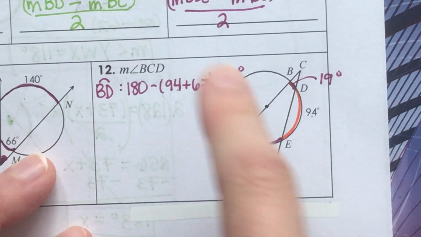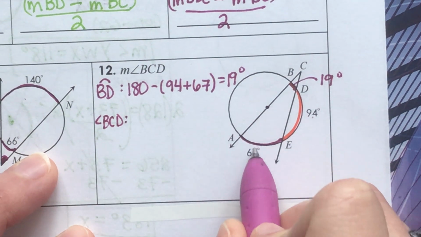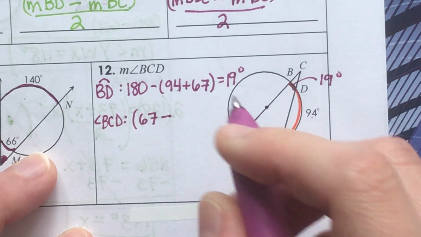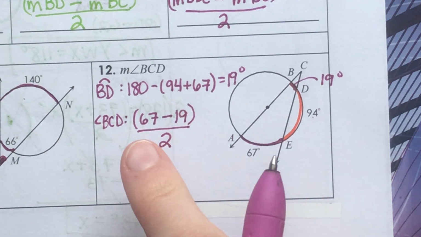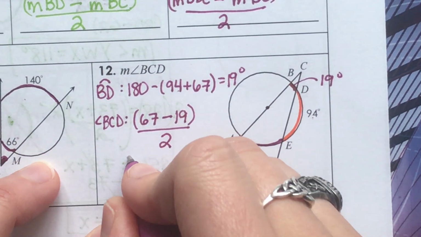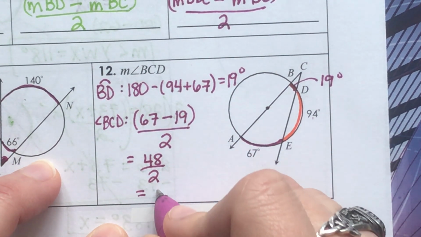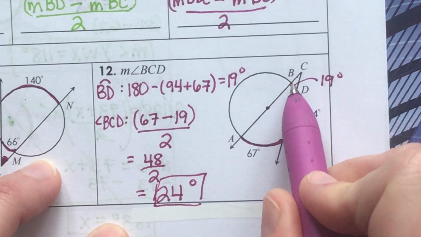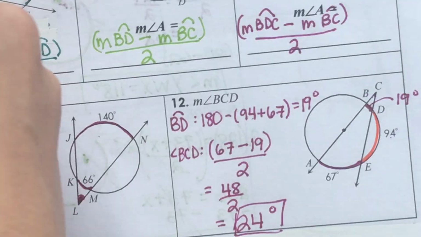Now, to find the angle BCD, I'm going to do big arc minus the small arc, which I just found is 19, divided by 2. So 67 minus 19 gives me 48, and if I divide that by 2, I get 24 degrees. So this angle BCD all the way out here is very small. It's 24 degrees.